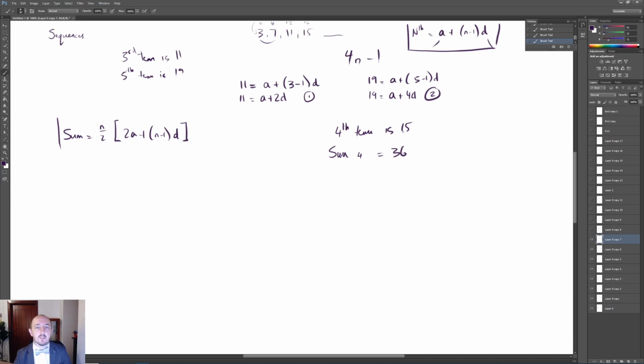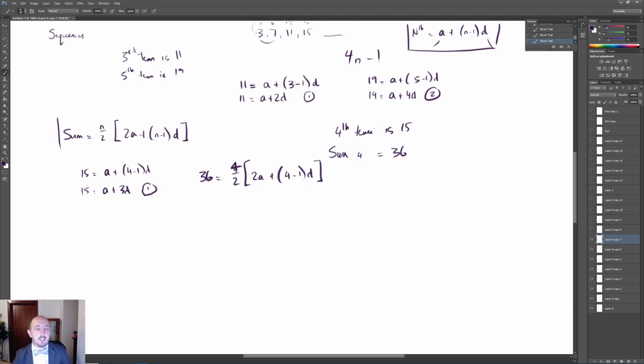Okay, so the 4th term is 15, so we're going to say 15 equals a plus 4 minus 1 d, where n is 4, so we get 15 is a plus 3d. That's our first simultaneous equation. And then our second one is to use the sum formula of 36 is equal to n over 2, so n is 4, so let's write that in there, 4 over 2, 2 lots of a, we still don't know a, and then 4 for n minus 1 times d.